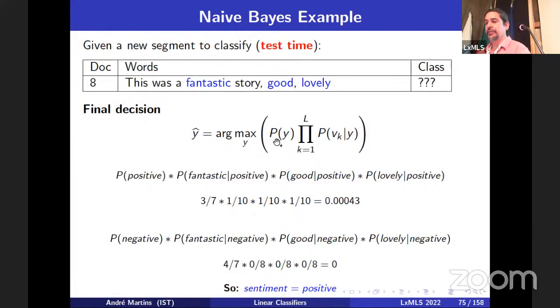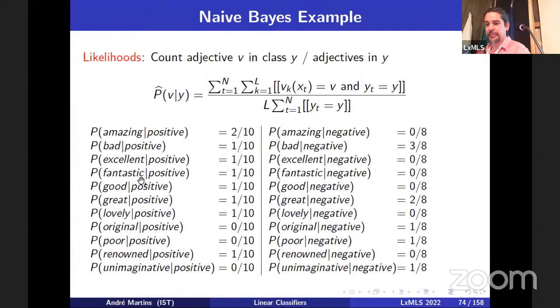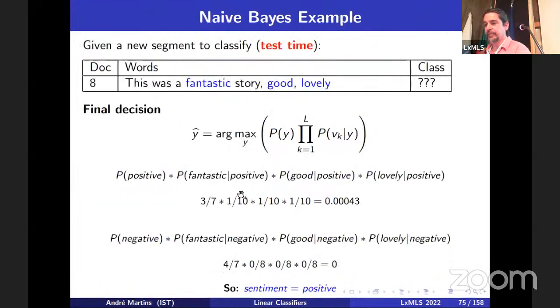When y is positive, we need to have the probability of positive, which is 3 divided by 7, times the probability of fantastic given positive. You know, we can look here, fantastic given positive. It's 1 divided by 10. And it is good given positive 1 divided by 10 and so on. And you get this probability. And you need to do the same thing for negative. We never saw the word fantastic with negative. So this ends up having a probability of 0. And as a result, because we are multiplying all these probabilities together, we end up with an estimate of 0. So comparing these two numbers, it's more likely that the class is positive. So our predicted sentiment is going to be positive, okay? Which seems quite reasonable for this review.